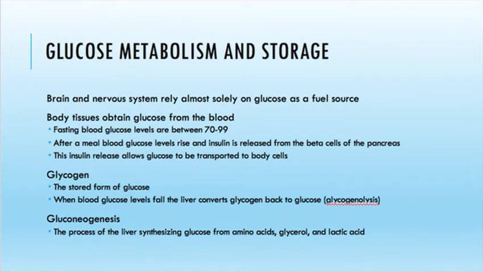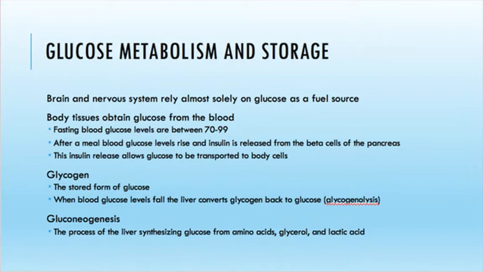Unlike other parts of the body, the brain and the nervous system rely almost solely on glucose as a fuel source. So this is why when someone has severe and prolonged hypoglycemia, it actually can lead to brain death. So the body tissues obtain glucose from the blood. When you're looking at normal fasting blood glucose levels, they should be between 70 to 99 for someone who is not diabetic.